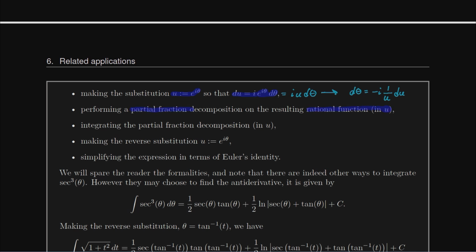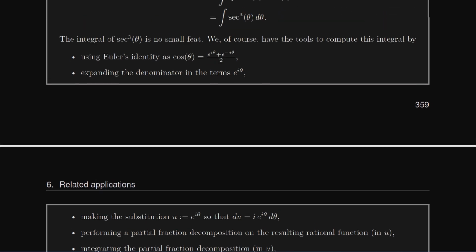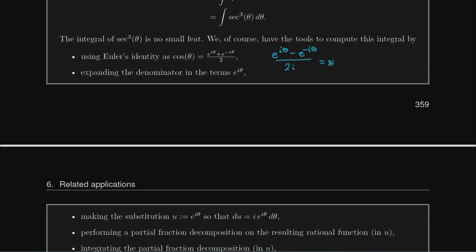And you can use a partial fraction decomposition to decompose the rational function of the variable u as a collection of simple rational functions. And once you have a collection of simple rational functions, you can integrate the partial fraction decomposition in the variable u. Then you can make the reverse substitution that u is e to the I theta, so put a bunch of e to the I thetas in there. Then you'll be able to simplify the expression in terms of Euler's identity. You're looking for e to the I theta plus e to the minus I theta over 2 for cosine, and you're looking for e to the I theta minus e to the minus I theta divided by 2i for sine. Some version of all those will let you simplify.